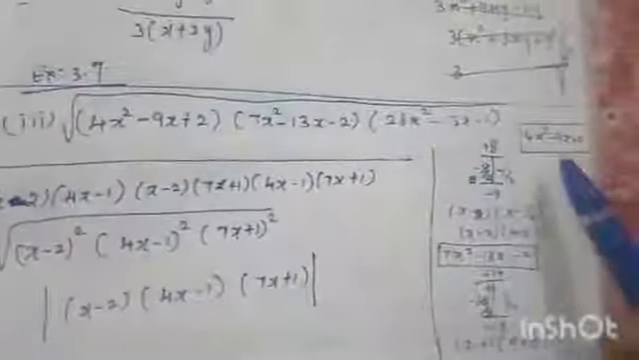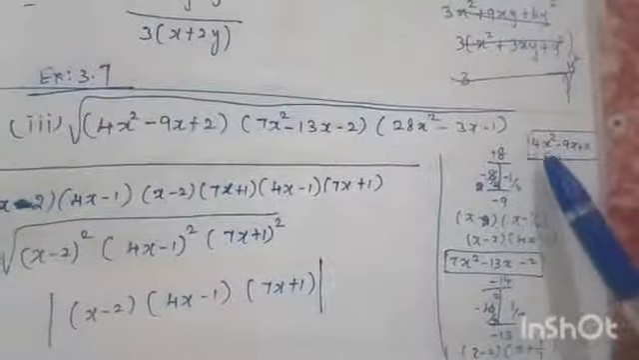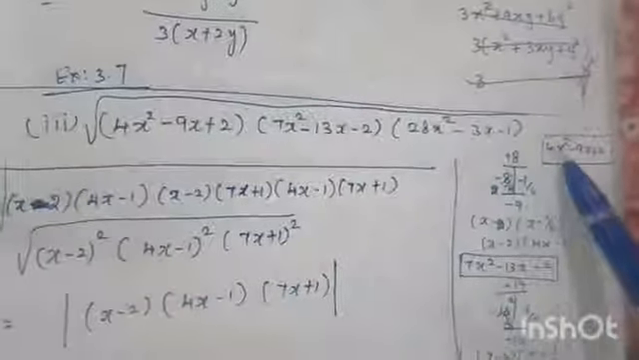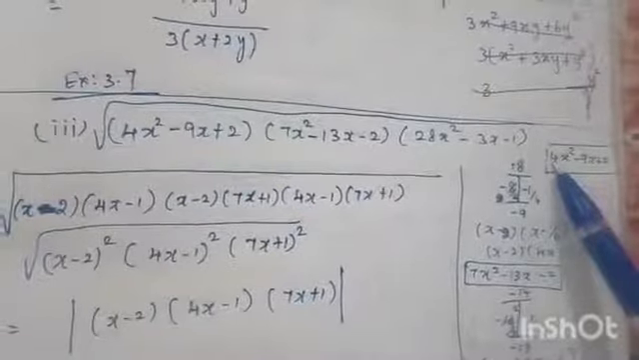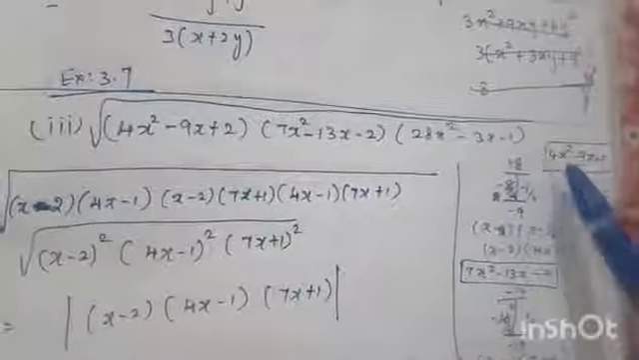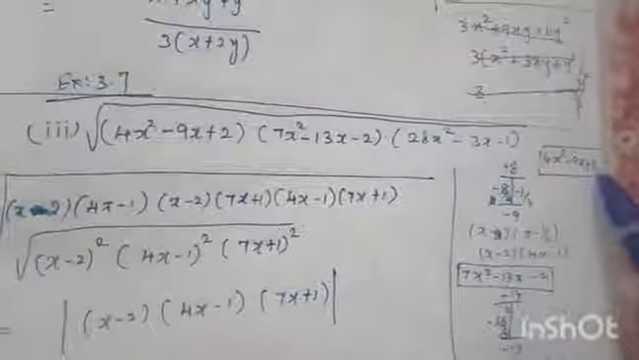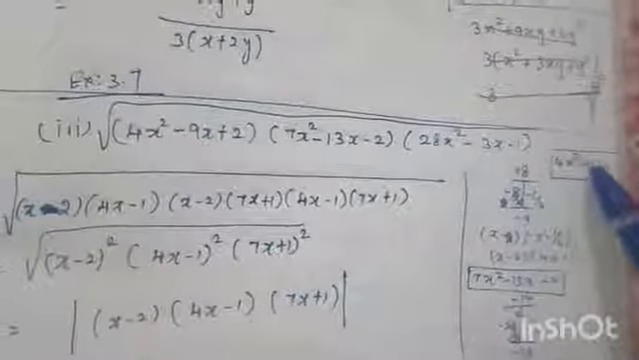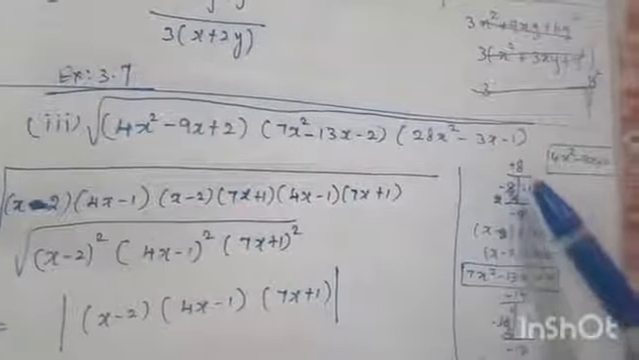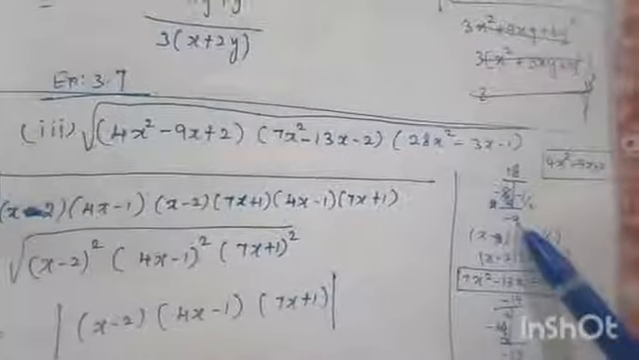First find for 4x² − 9x + 2. In 4x² the coefficient of x² is more than 1, so we have to use this method. Multiply the 4 with the constant: 4 twos are 8. Then write down the coefficient of x. Now we have to find factors with product value 8 and adding value −9.